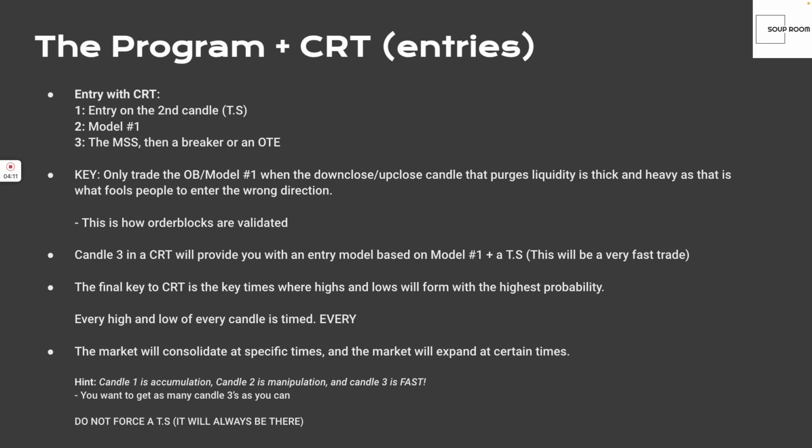Here's a little hint. Little cookie for you guys. Candle number 1 is accumulation, candle number 2 is manipulation, and candle number 3 is fast. You basically want to get as many candle number 3s as you possibly can. Forget about candle 2. Focus on candle 3. Do not force any turtle soup. It's always going to be there. If you force the turtle soup, it means you should not have entered the trade. And I hope you're writing that down in your journal. The turtle soups that you should be taking are going to be visible, clear, unarguable. Do not force anything else.